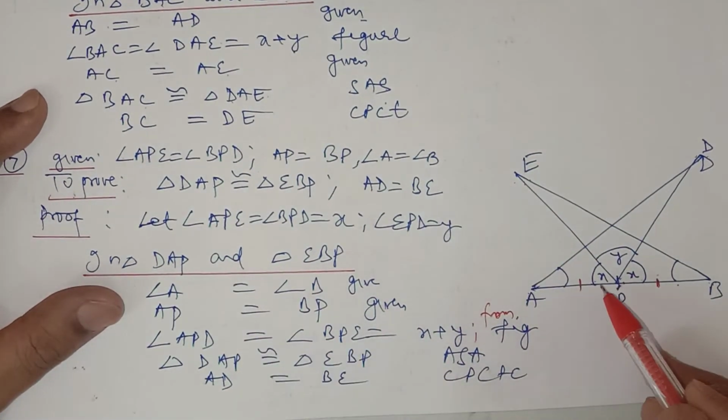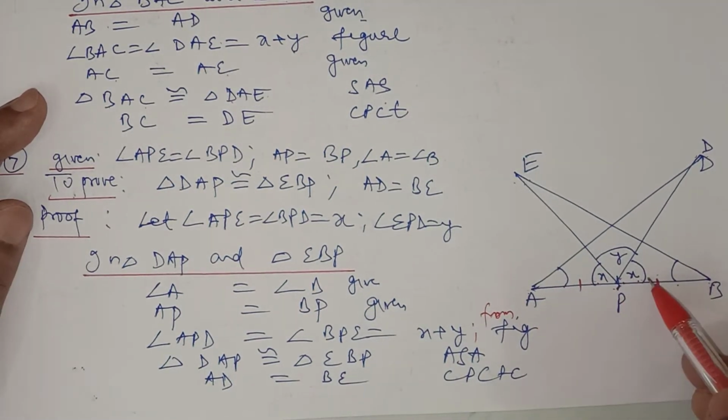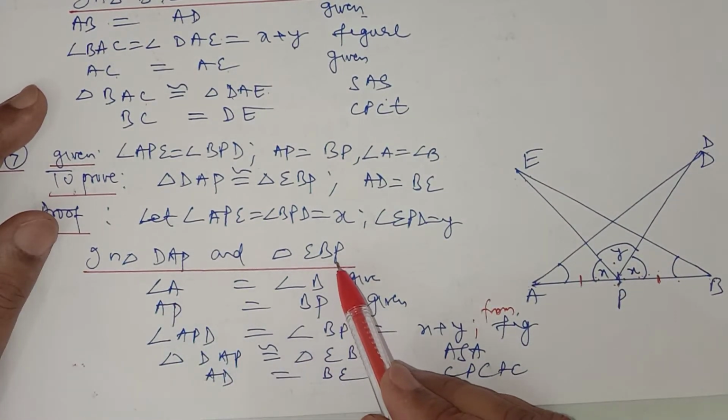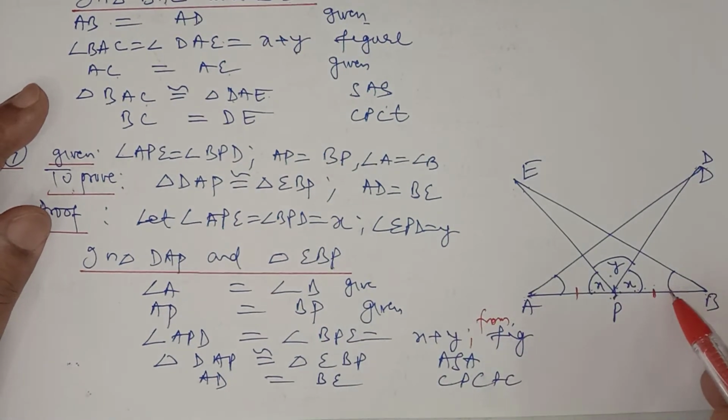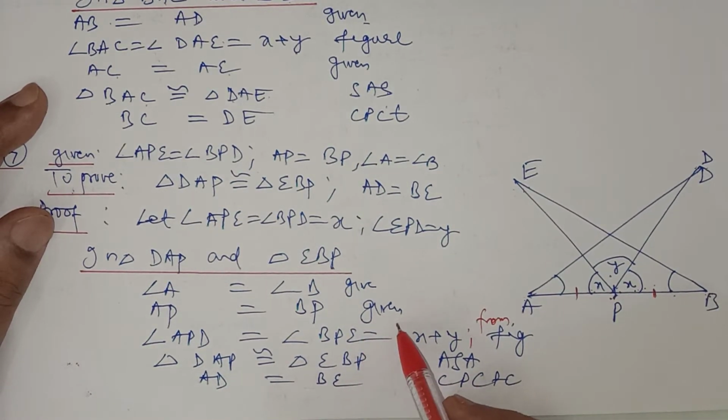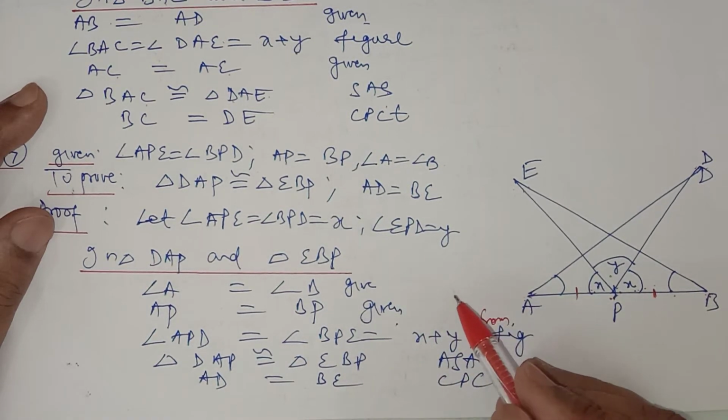Now I have let these two angles, APE and BPD, equal to X because they are equal, and this angle I will let equal to Y. So I am taking the triangle DAP, which you have to prove congruent, and triangle EBP. In this, angle A is equal to angle B, which is given that they are equal, and AP is equal to BP, it is also given. I have given the reason. You have to write the reason for the given step you are writing.